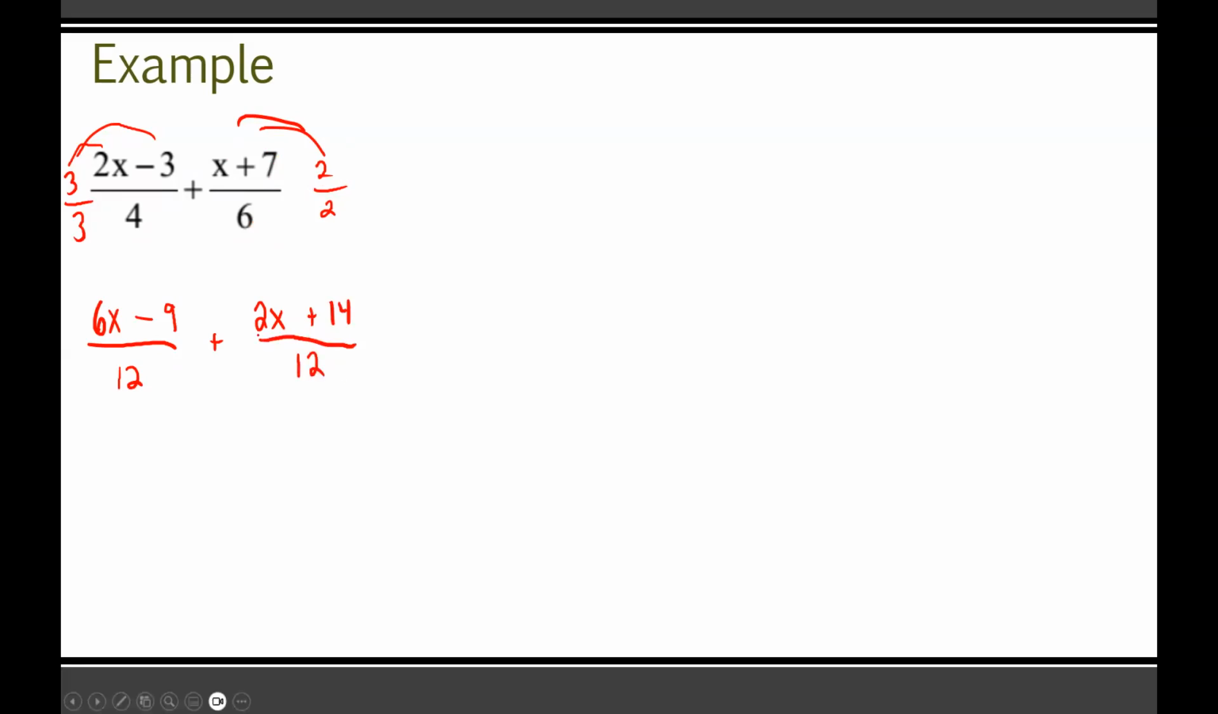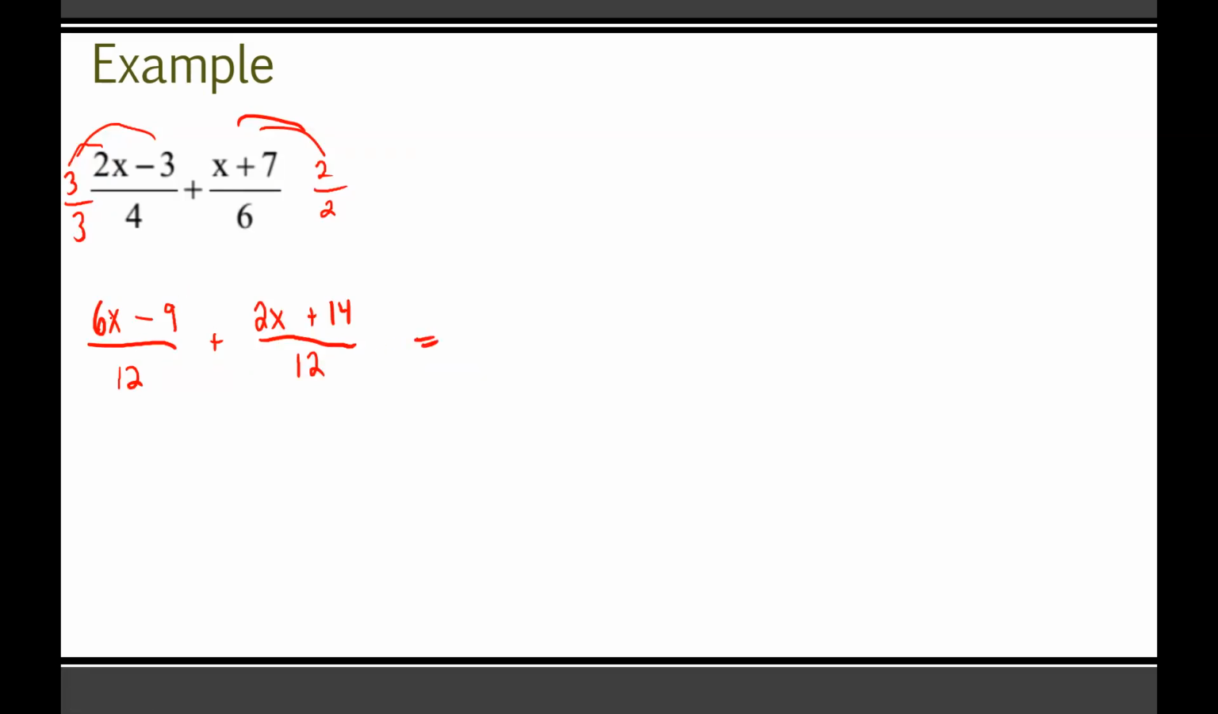Now, here's what's kind of interesting. There's kind of a lot going on here. 6x minus 9 plus 2x plus 14. That's all what's going to go on the top. We can gather some like terms here. A little word of caution. I know this is an addition, but if we see a subtraction question, the subtraction sign would have to hit everything on the second fraction. So just be careful with that. We'll see that in a little bit, but just something to be wary of.